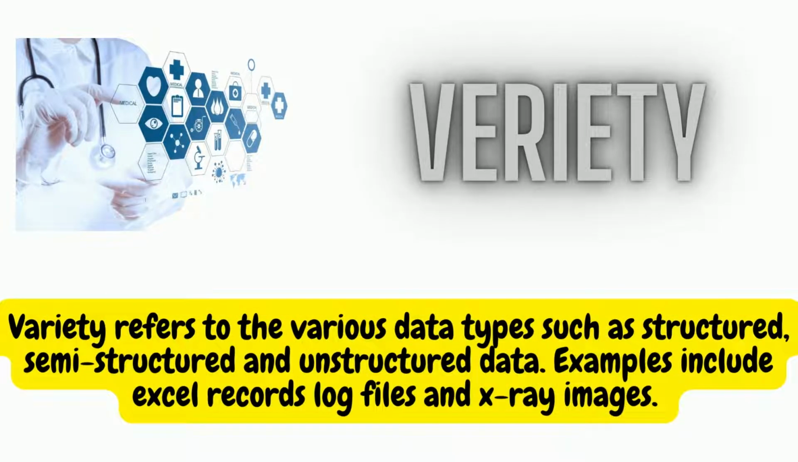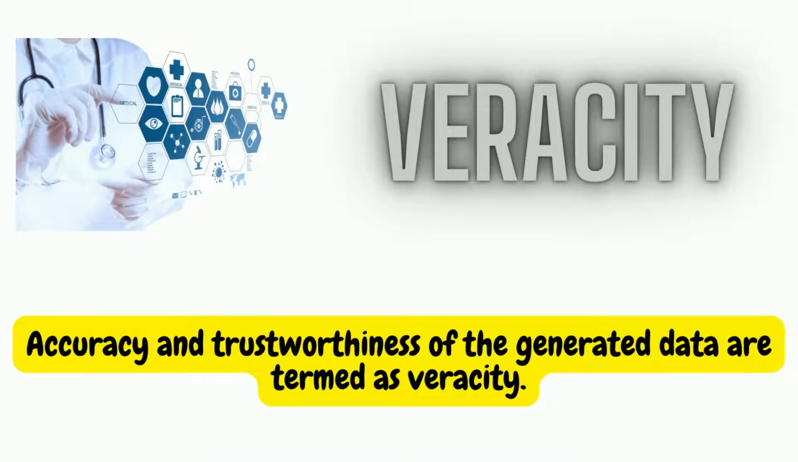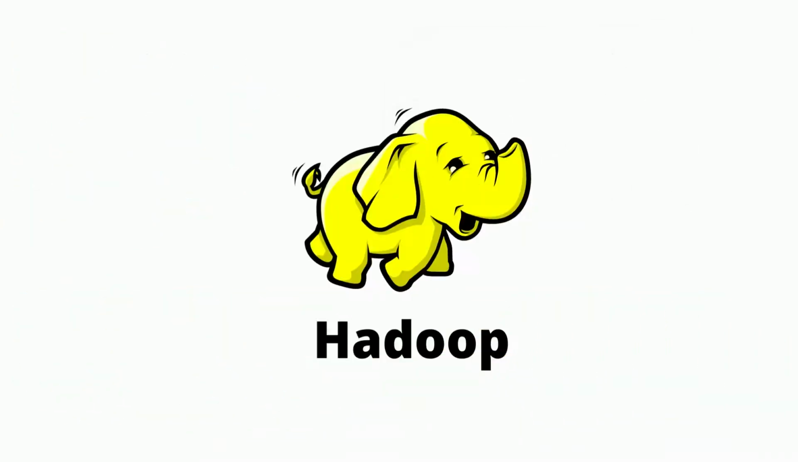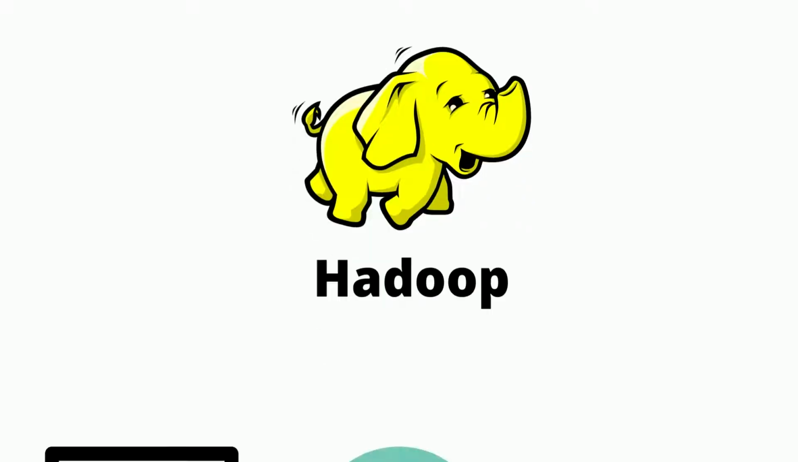Variety refers to the various data types such as structured, semi-structured, and unstructured data. Examples include Excel records, log files, and X-ray images. Accuracy and trustworthiness of the generated data are termed as veracity. Analyzing all this data will benefit the medical sector by enabling faster disease detection, better treatment, and reduced cost. This is known as the value of big data. This concept was incorporated in the framework of Hadoop that could store and process vast amounts of any data efficiently.